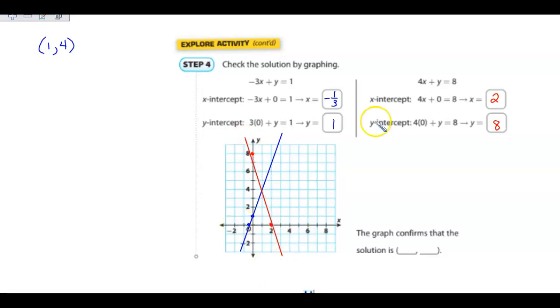And they're not too bad. There's where they cross, and that's at (1, 4). And so, yes, we confirmed that the solution is (1, 4) for that system of equations. Remember, when you're graphing, you can change these equations to slope-intercept form and then graph, or you can find your x and y intercepts. Either one works.